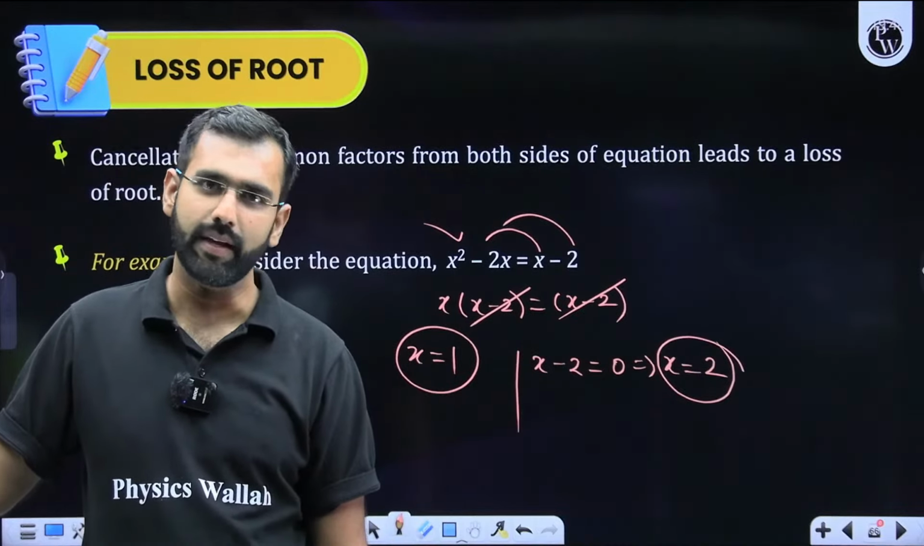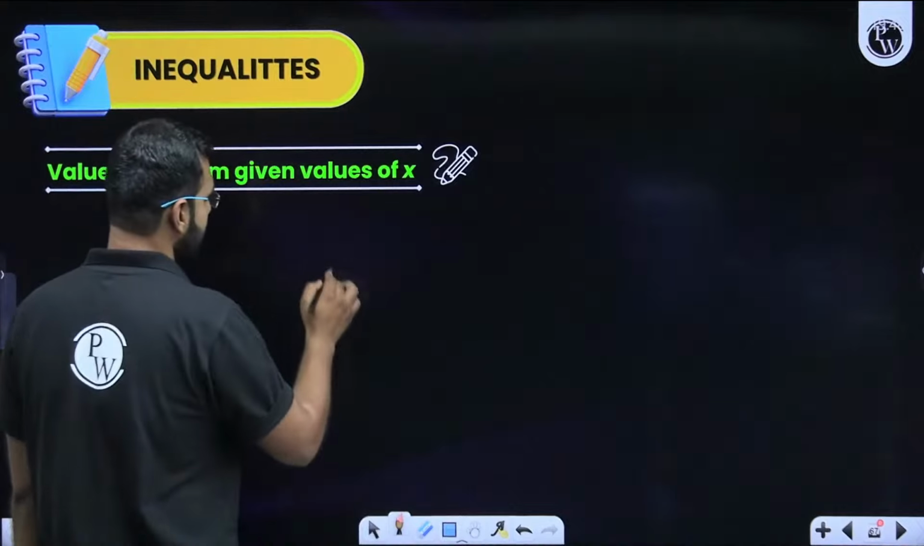Everybody with me on this? Now, from here, what I see next is the values of x square from the given values of x. Now, what does it mean? Pay attention to that part.